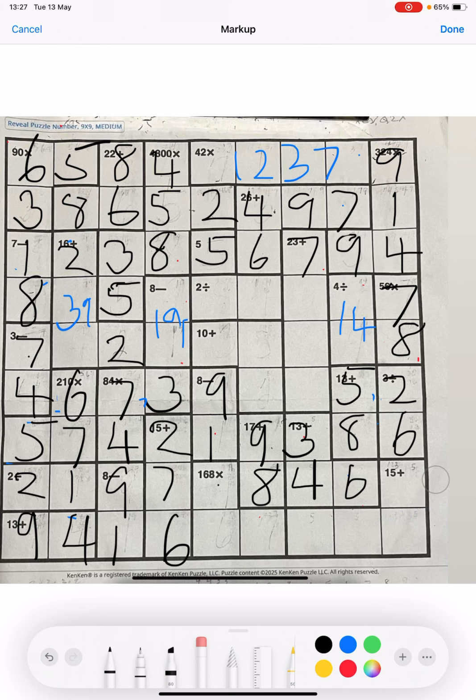So I can't have a 5 in the 168, obviously, because 5 isn't a factor of 168. So 3 there and 5 there. So 7 and 8 between those two. But I've got an 8 in one of the columns already. So 8, 7.